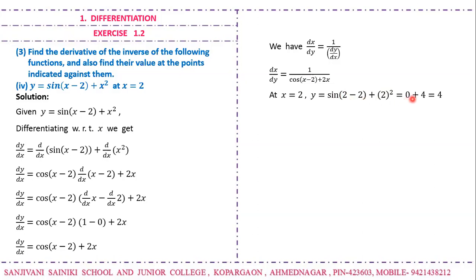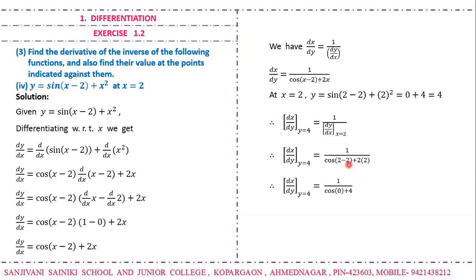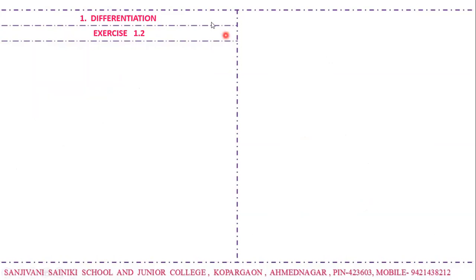So we get 4. So derivative of x with respect to y at y is equal to 4 is obtained by 1 upon dy by dx at x is equal to 2. So put the value of x is equal to 2 in the derivative obtained. We get cos 0 plus 4, but cos 0 is 1. So 1 upon 1 plus 4 is 1 upon 5.